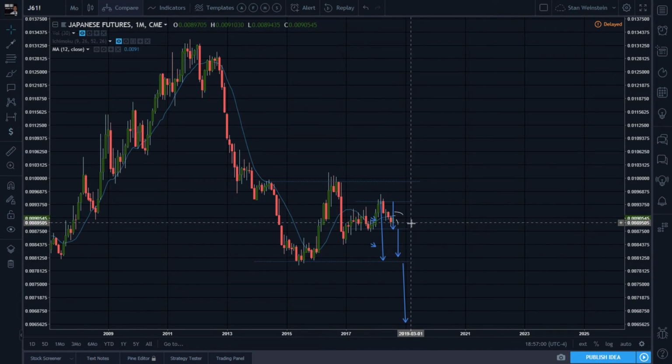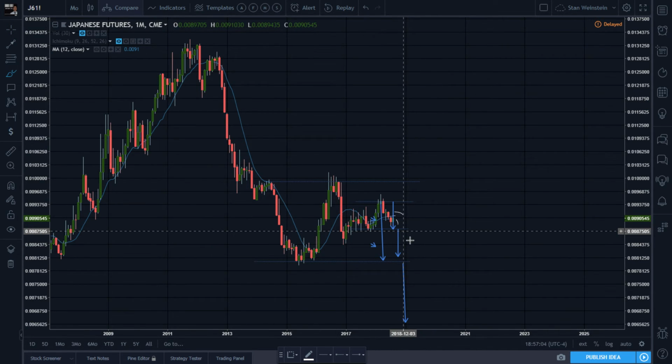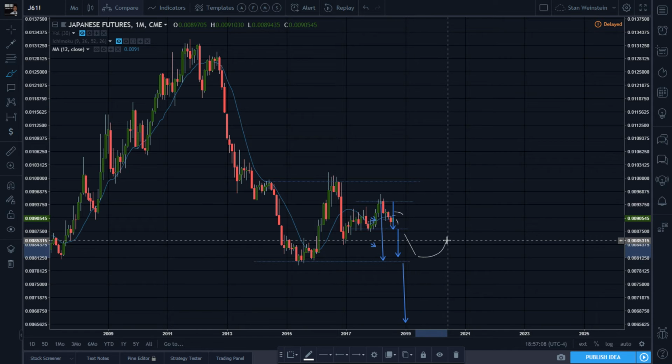You could ride the stage 4 down breakdown. And when it starts slowing out, it's okay, man. You get out. And then you play it. If it bounces off that, you might have a stage 1 bottom here. And then go back stage 2, etc.